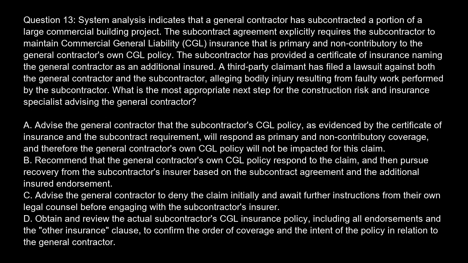Recommend that the general contractor's own CGL policy respond to the claim, and then pursue recovery from the subcontractor's insurer based on the subcontract agreement and the additional insured endorsement. Option C. Advise the general contractor to deny the claim initially and await further instructions from their own legal counsel before engaging with the subcontractor's insurer. Option D. Obtain and review the actual subcontractor's CGL insurance policy, including all endorsements and the other insurance clause, to confirm the order of coverage and the intent of the policy in relation to the general contractor.